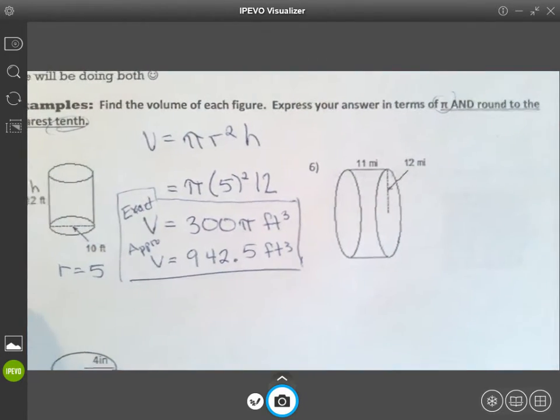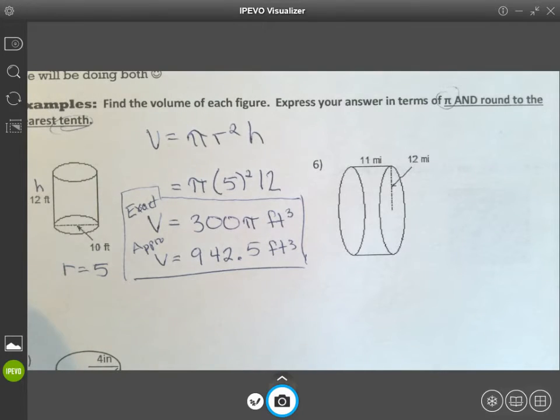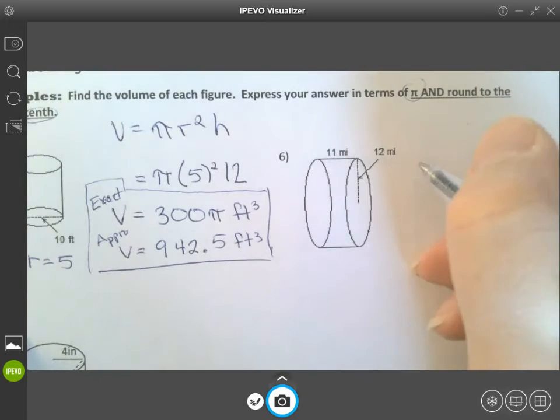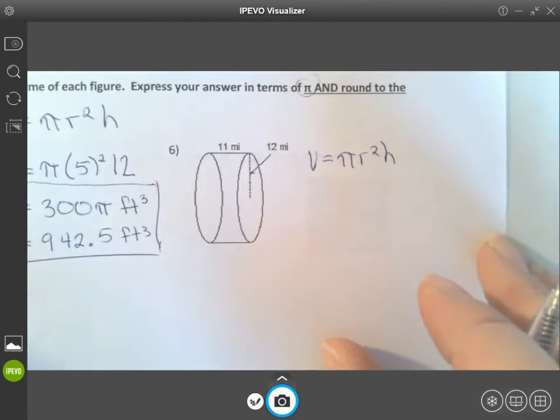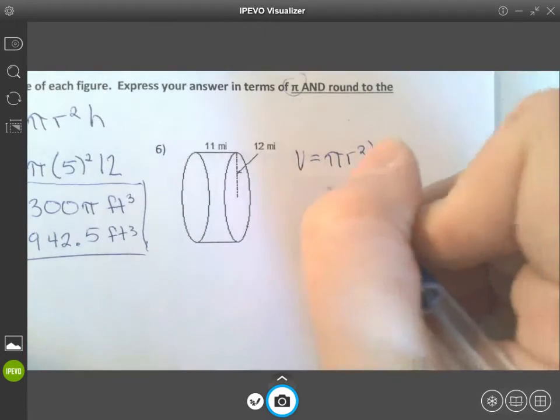Now, this one's not sitting on the base, right? But the base is a circle. So if it would help you, flip it to the side. Volume equals pi r squared h. And even though you might start to memorize these formulas, I think it's good to reference your sheet. So leave your pi there.